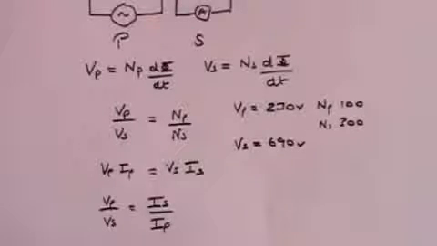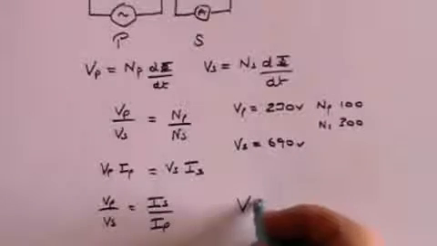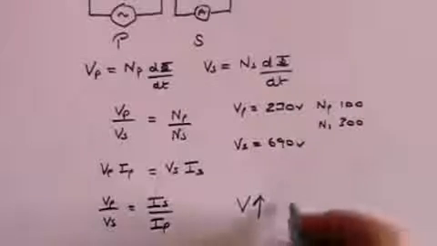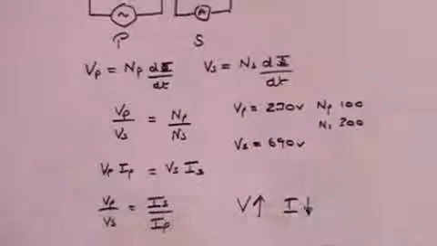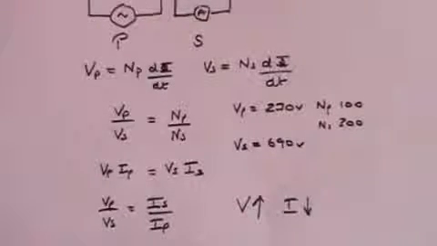And what that means is that for an induced voltage and induced current, if you step the voltage up, then the current goes down. On the other hand, if the voltage goes down, the current goes up. And this is precisely the principle that's used in the national grid.